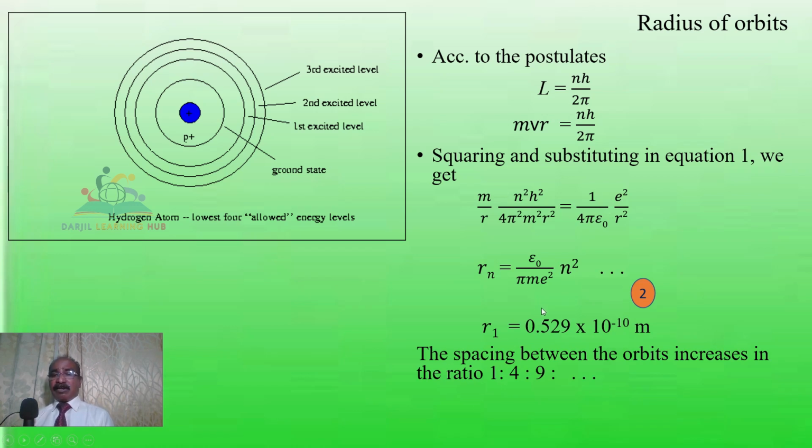Similarly, if we calculate the radius of the second orbit, R2 will be equal to R1 times n squared. With n equal to 2, 2 squared is 4, so it is 4 times R1. If n equals 3, the radius R3 will be 9 times that of R1. Therefore, the spacing between the orbits increases in the ratio 1:4:9, and that is shown in this figure.